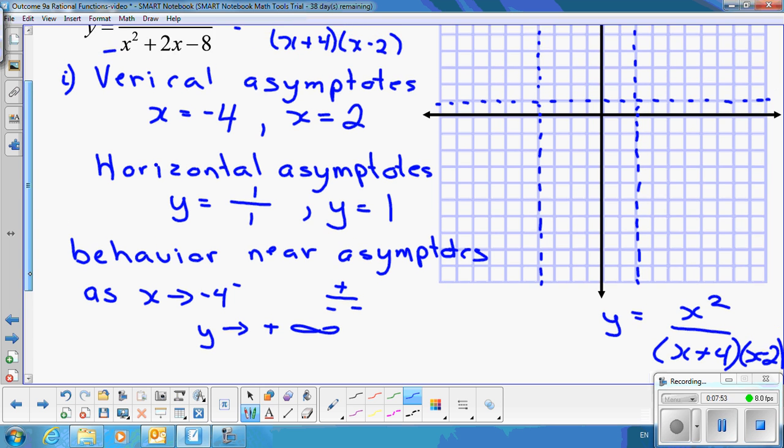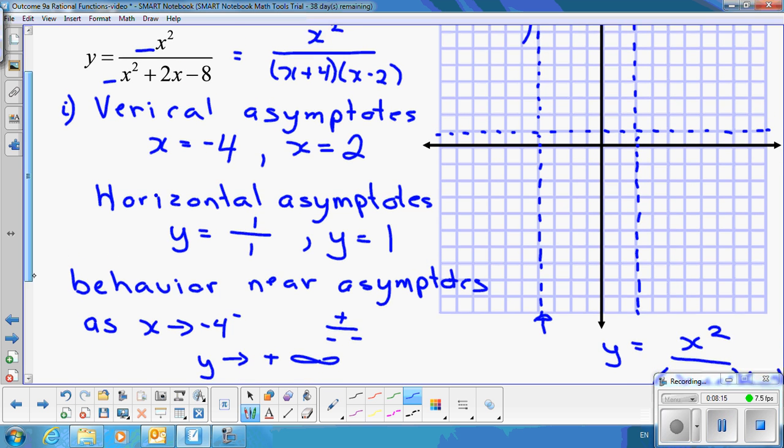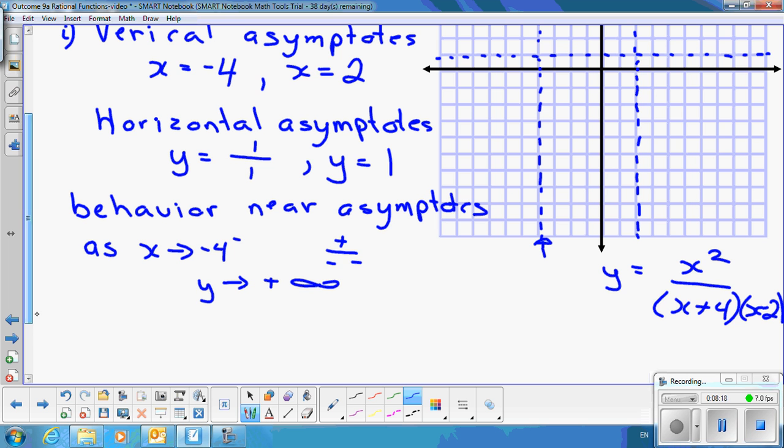On our graph, what that means is this is our asymptote at -4. So as x gets close to -4 from the negative side, or from the left-hand side, y is going to get bigger and bigger. And so we can put a little branch of our graph up there. We don't want to make that branch very big because we don't know what happens as x goes towards the left.